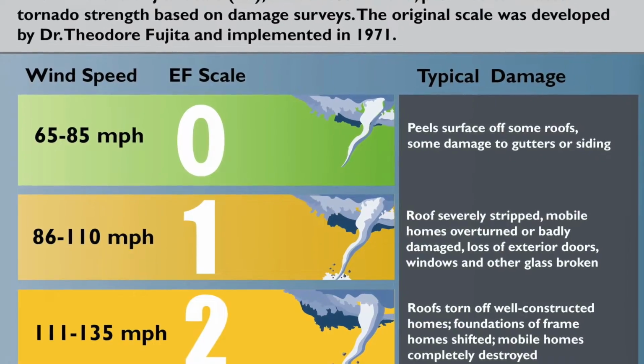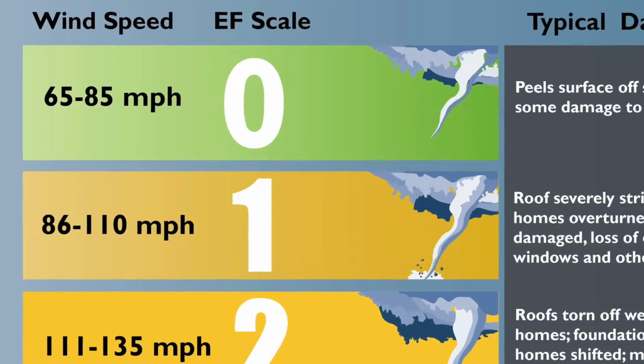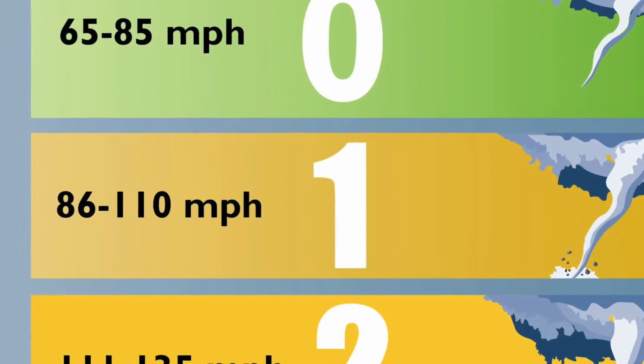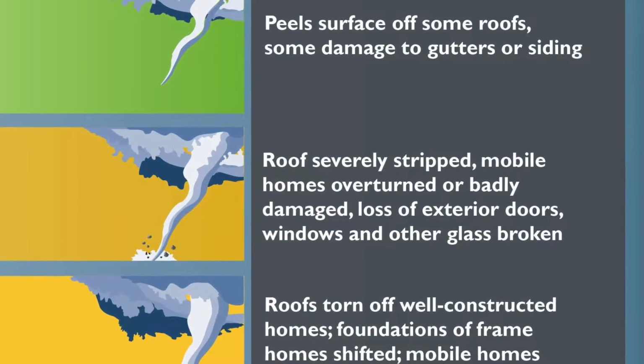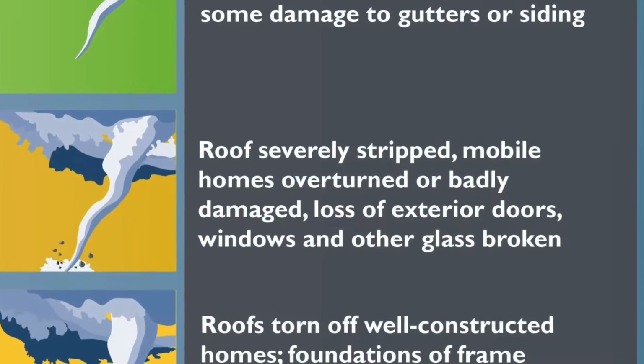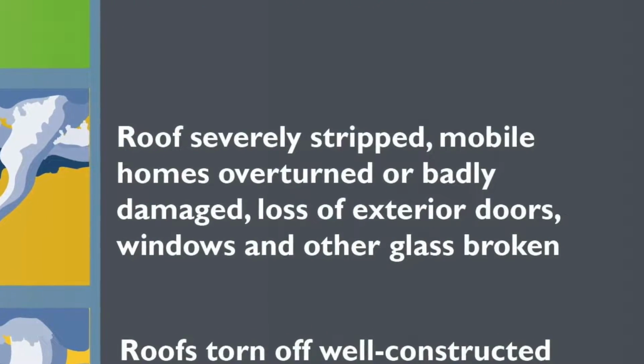Next we're going on to the EF1, which is from 86 to 110 miles per hour. The damage is roofs severely stripped, mobile homes overturned or badly damaged, and loss of exterior doors, windows, and other glass broken. These tornadoes will throw rocks at your house, blow out your windows, and take some shingles off. The winds in this category are on the low end of hurricane category. We've gotten into hurricane force winds now with the EF1.